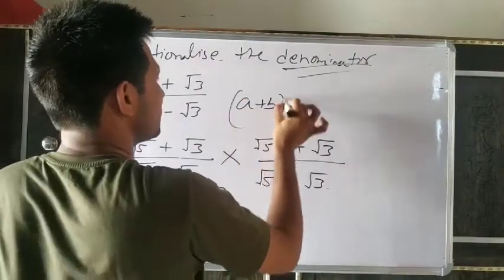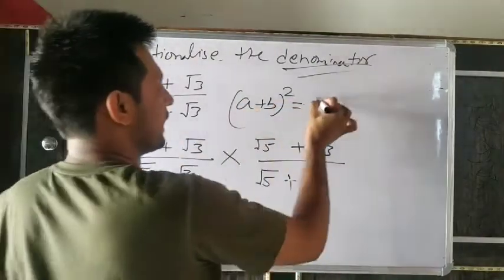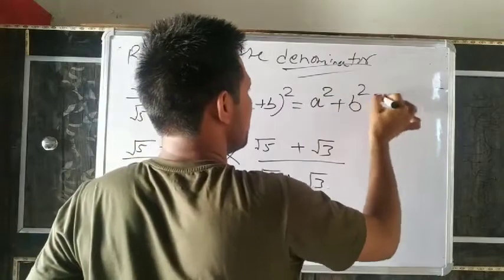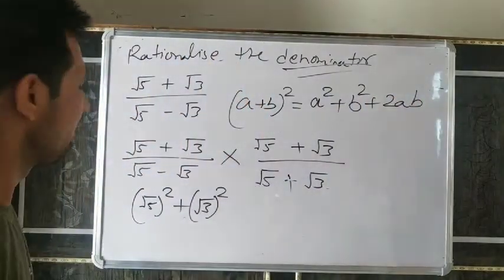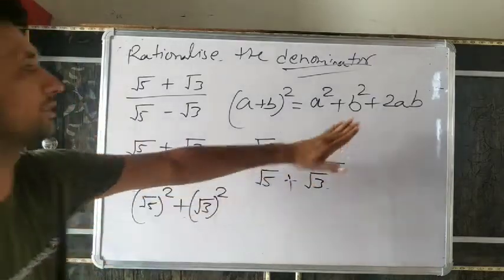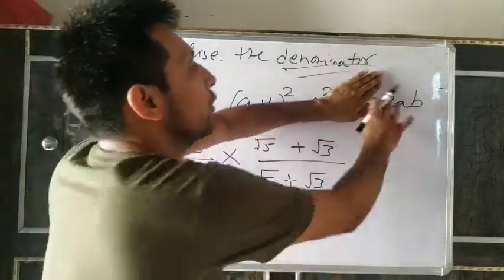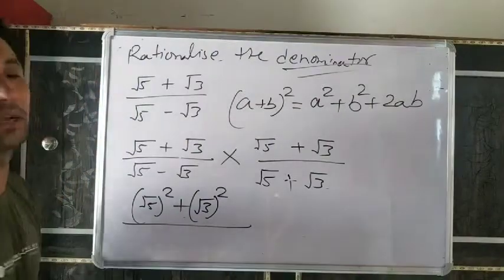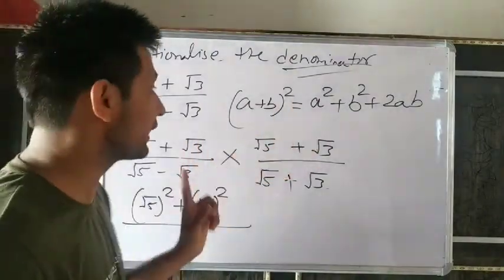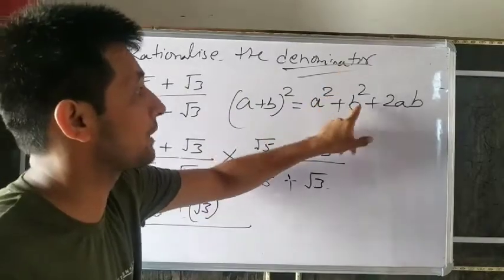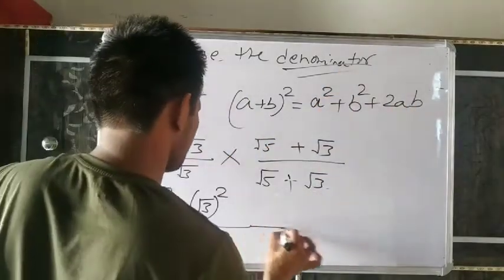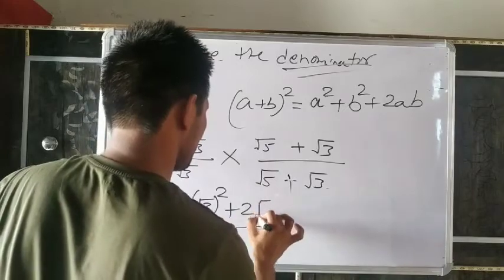Always remember this formula: a plus b whole square is a square plus b square plus 2ab. What do most of the students write? A square plus b square and finish. They do not write 2ab and they write the next step. It is wrong. It is not only a square and b square. It is a square plus b square plus 2ab, plus 2 into √5 into √3.